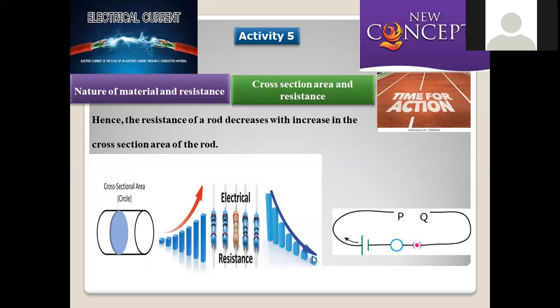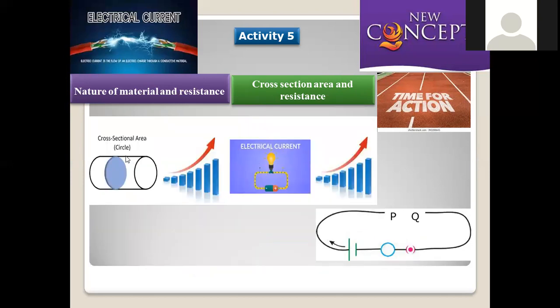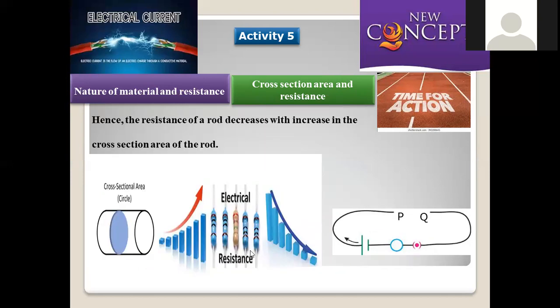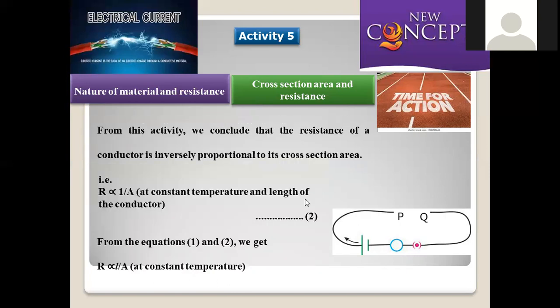When the cross-sectional area rises, the electrical resistance lowers, right? So both are reciprocal to each other. So once we got the relation between the current and the cross-section, that can be inverted so that we will get a reverse manner. Now, from this activity, we conclude that the resistance of the conductor is inversely proportional to the cross-sectional area. Conductance is directly proportional, whereas resistance will be inversely proportional to the cross-sectional area.